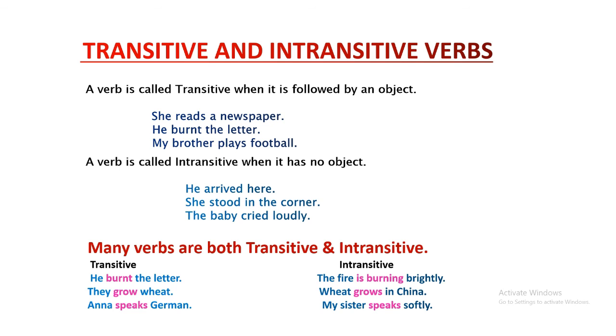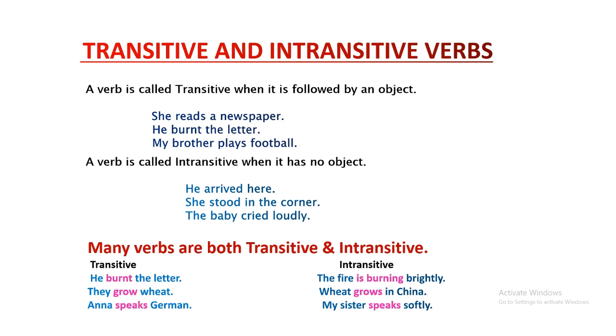My sister kissed who? My mother. So when you ask the question who or what, there's an answer with transitive verbs. But when you ask the same question with these other sentences, there's no answer. He arrived here. He arrived what? There's no answer. He arrived who? There's no answer. Same with the other two sentences. So when a verb is not followed by an object, these verbs are called intransitive verbs.